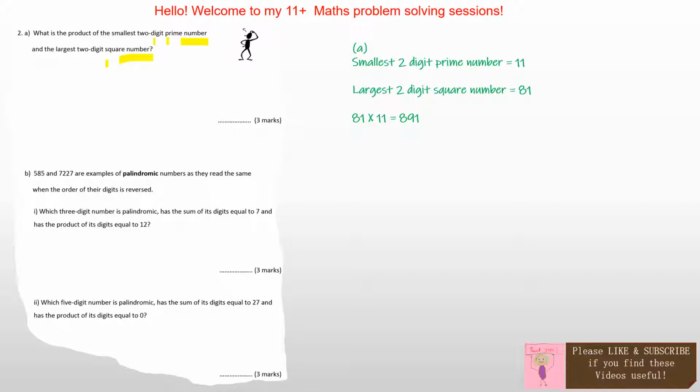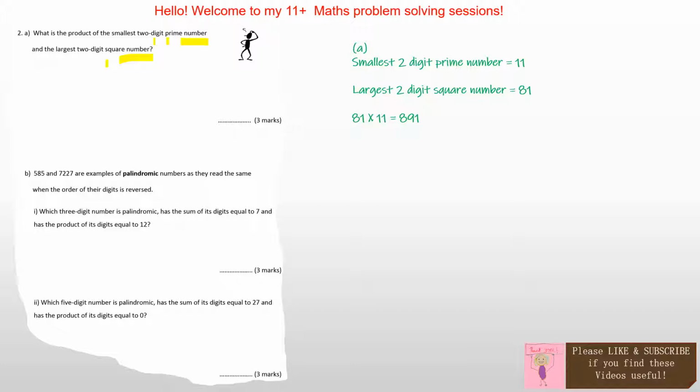So the smallest 2-digit prime number is 11, okay, and the largest 2-digit square number is 81, because 9 times 9 is 81, 10 times 10 is 100, so that's not a 2-digit number.